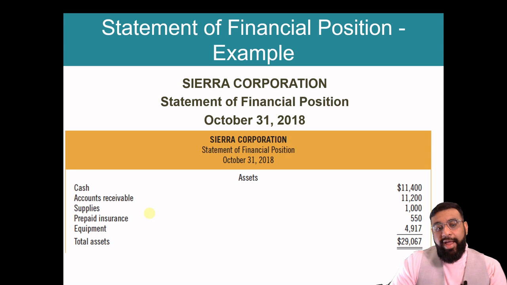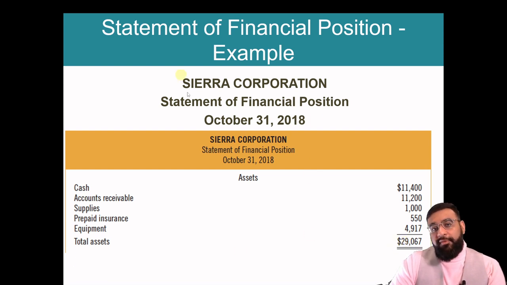So these are all of our assets, which are future benefits. All of these added together give us 29,067. So once again, the formatting is very important. The dollar sign over here denotes that all of these are dollars. Then we have an underline because we're adding all these together. 11,400 plus 11,200 plus 1,000 plus 550 plus 4,917 gives us 29,067. This has a dollar sign and a double underline, because this is a main figure now.